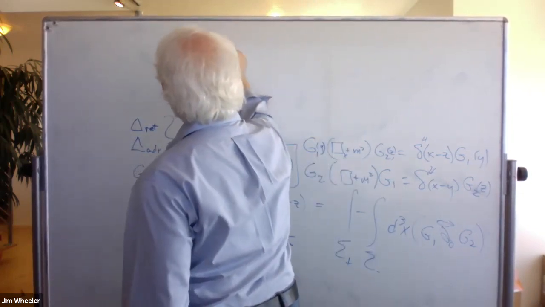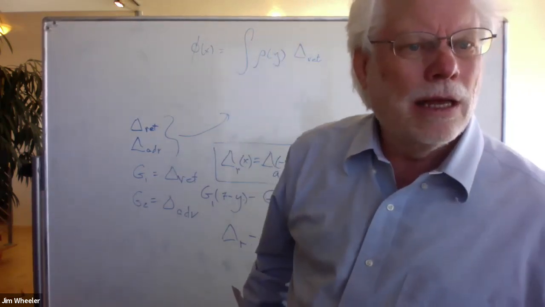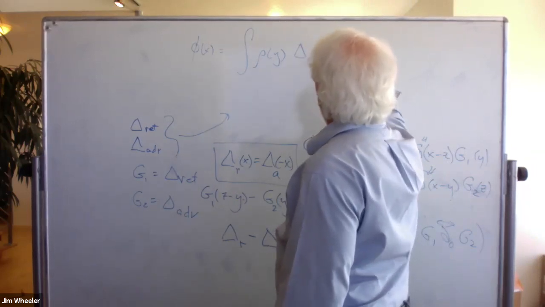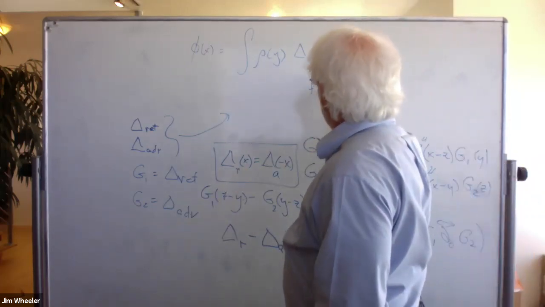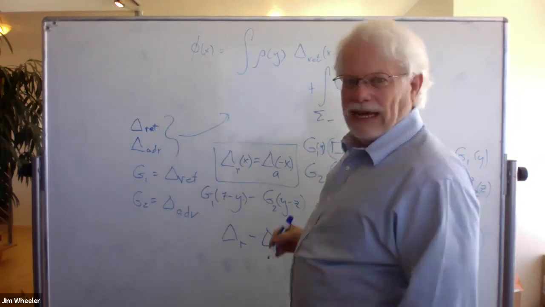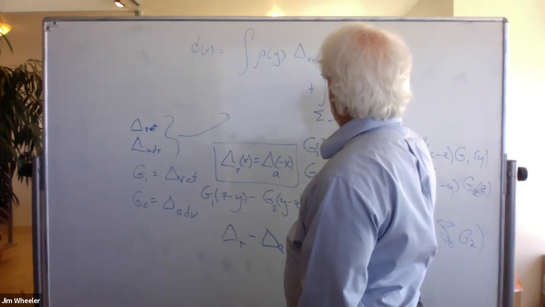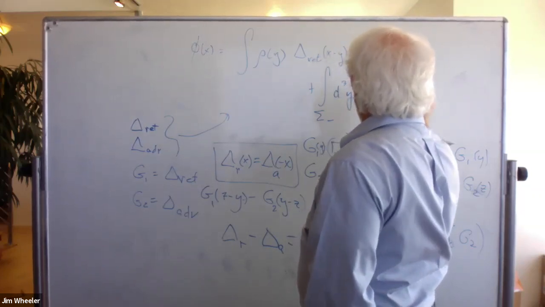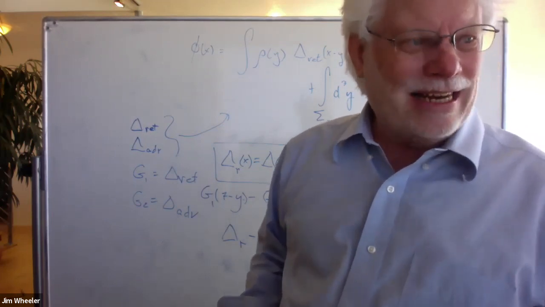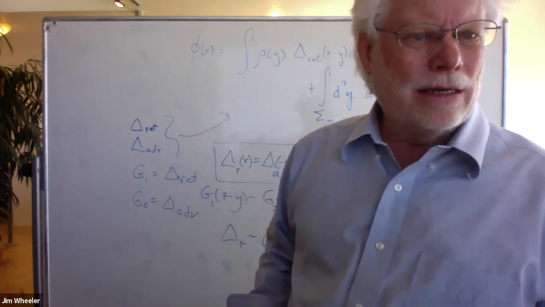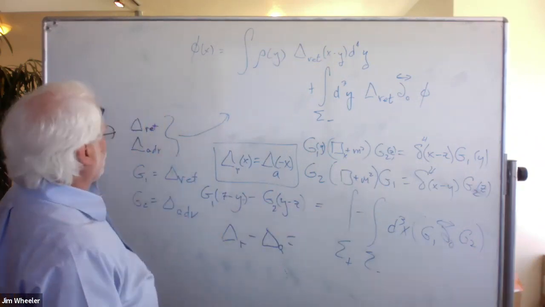So now we've got phi of x as an integral of rho of y times the retarded propagator at x minus y. And then we have a single initial surface, sigma minus, and then we have probably the normal derivative, the time derivative operator going both ways, d3y, retarded, zero, both ways, phi of y. In both cases, this is the retarded evaluated at x minus y. So that lets us get rid of this double integral in our solution.